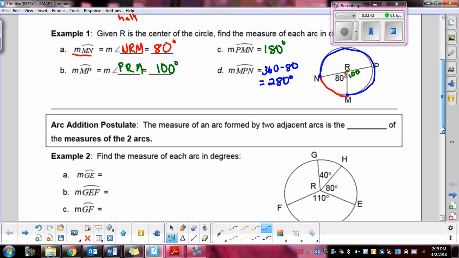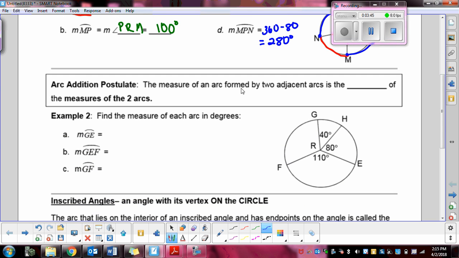Arc addition postulate. The arc addition postulate says the measure of an arc formed by 2 adjacent arcs is the sum of the measures of the 2 arcs. So it says find the measure of each arc in degrees. G to E is adding up 2 arcs. G to H is 40 plus H to E, which is 80. So 40 plus 80 is 120 degrees. So you guys can try the rest. Just add them up.